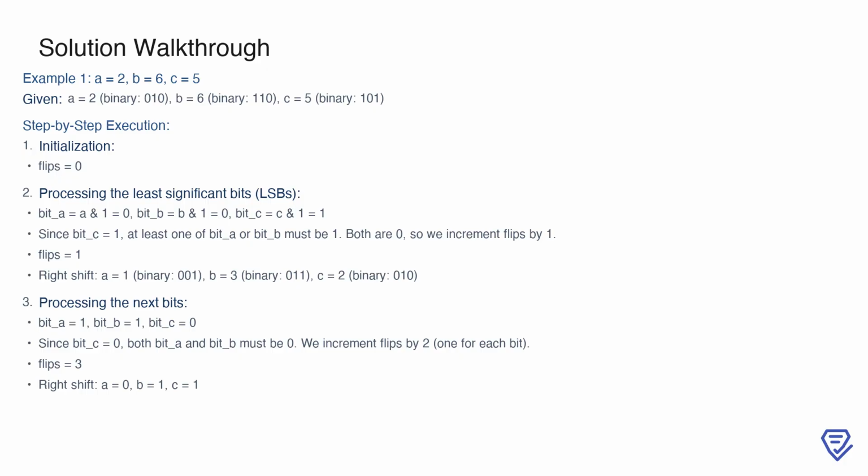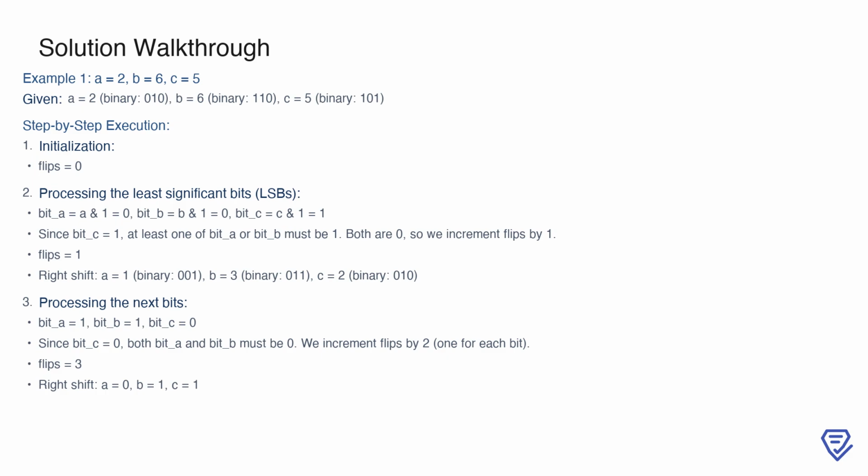Next, we right shift all the numbers, which gives us A as 1, binary 001, B as 3, binary 011, and C as 2, binary 010. Moving on to the next set of bits, bitA and bitB are both 1, while bitC is 0. Since bitC is 0, we need both bitA and bitB to be 0, which means we increment flips by 2, 1 for each bit. This brings flips to 3.